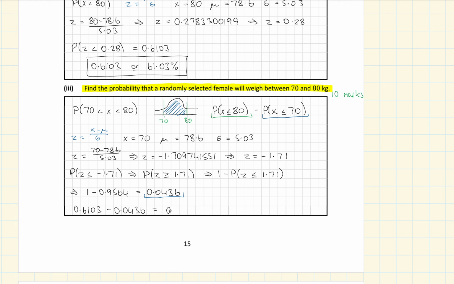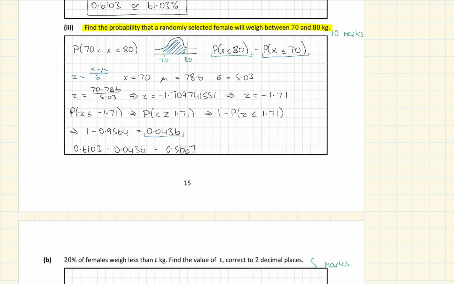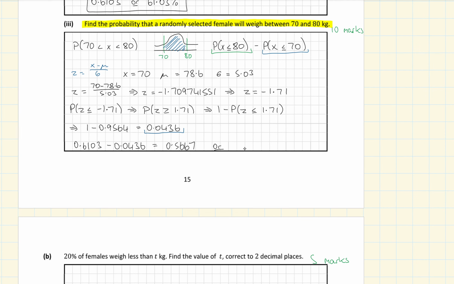We get 0.5667 or 56.67%. Okay, so part 3 answered for 10 marks. These types of questions where you have an inequality, always make sure you draw a quick sketch. It'll help with your solution.